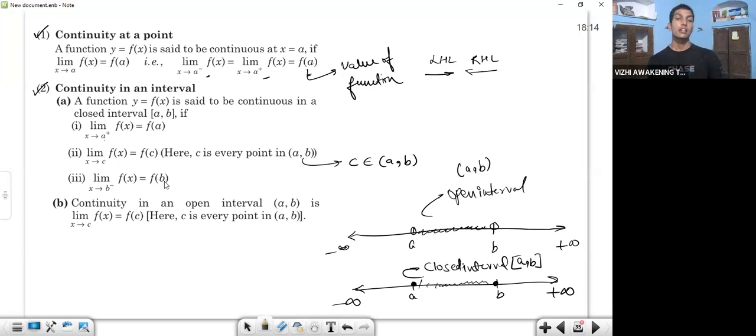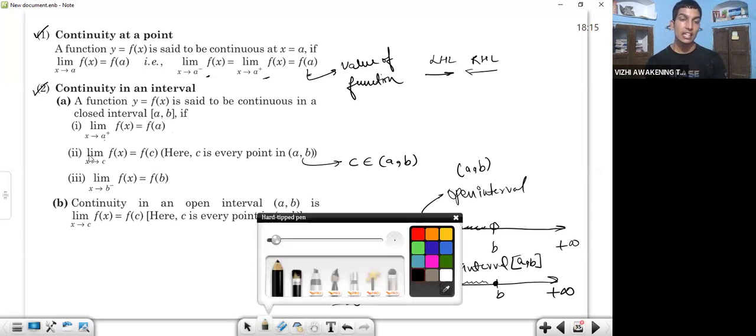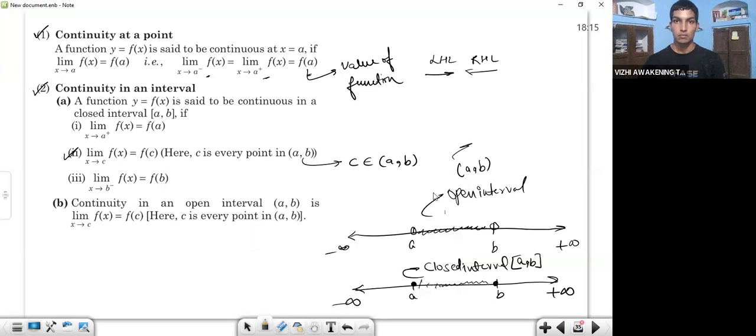So the limit of the function at point c is equal to the value of the function. Whenever we write a limit of a particular function at some point c, we will be discussing both the left-hand limit and the right-hand limit in this particular case. So this is one condition. Here we have a closed interval, so we will take the context of this particular case.